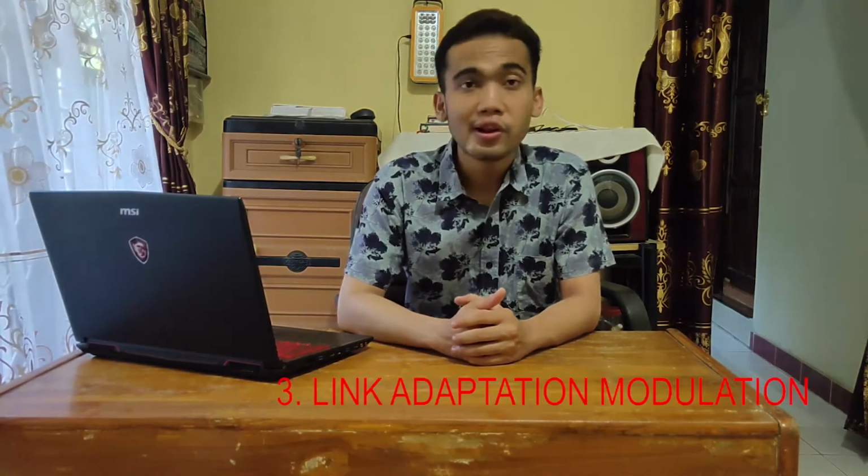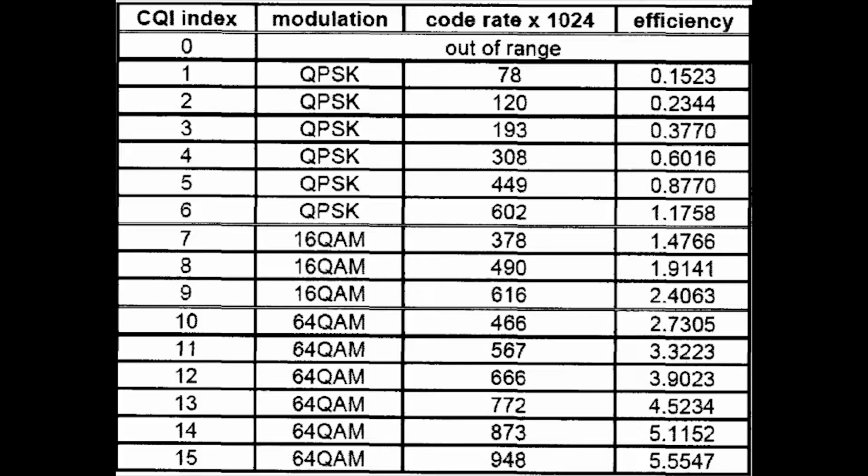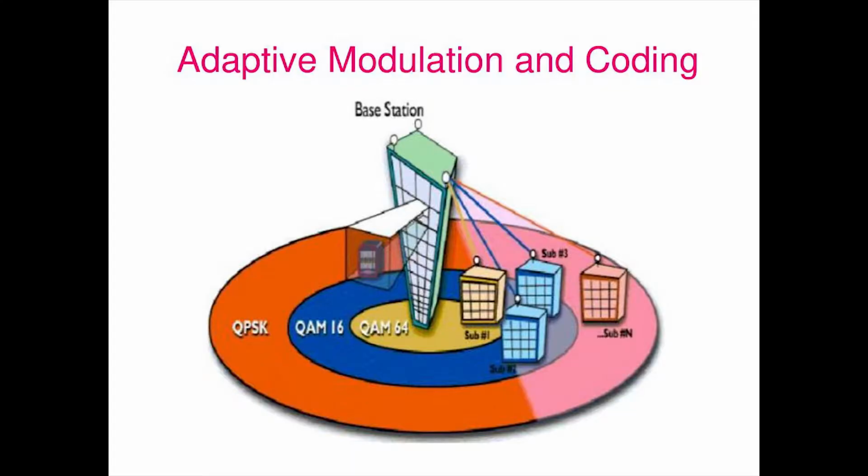The third is link adaptation modulation. In link adaptation modulation, there are many options for the modulation. There are QPSK, 16QAM, and 64QAM. LTE has the ability to modify the modulation scheme based on the characteristics of the transmission channel and the throughput requirement of the user.